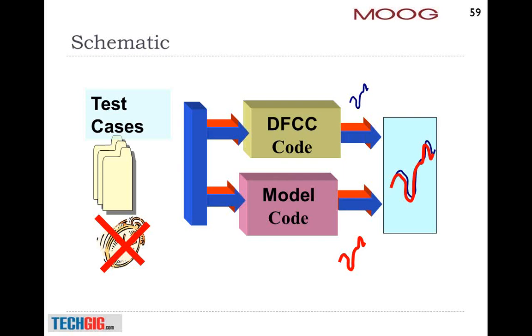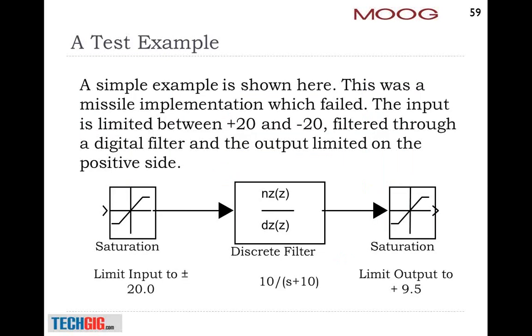This is basically a schematic which talks about the comparison of the model and the code. I'll walk you through a small example which happened in one of our missile systems, and we lost the missile because of this. What I have is a limiter, then a discrete filter, and again a limiter or saturation. The limiter input is limited between plus or minus 20, and output is limited only to plus 9.5.